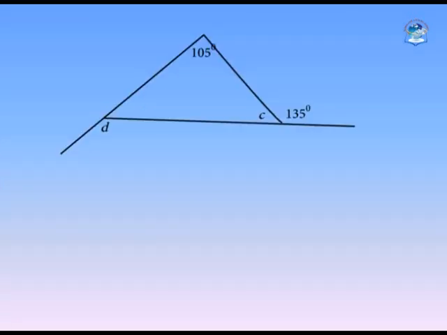So if you have this kind of triangle, we can find D. C plus 105 is equal to D. C and 105 are interior opposite to angle D. Then again, C and 135 degrees are angles on a straight line, and so C is equal to 180 minus 135, which gives us 45. And therefore D is equal to 45 plus 105, and that gives us 150 degrees.